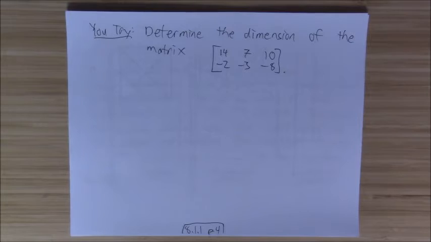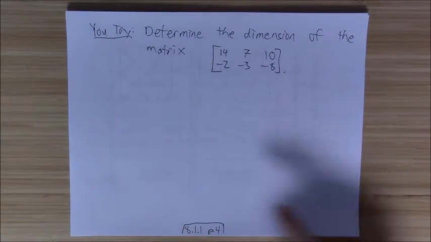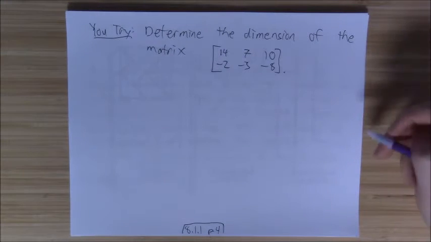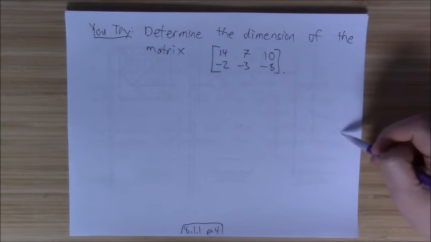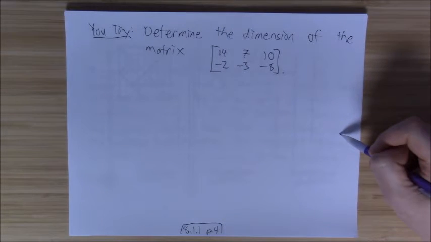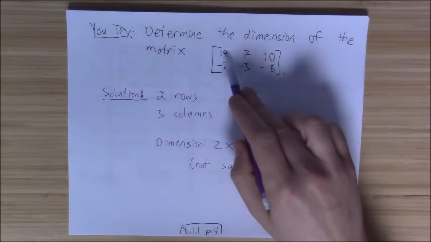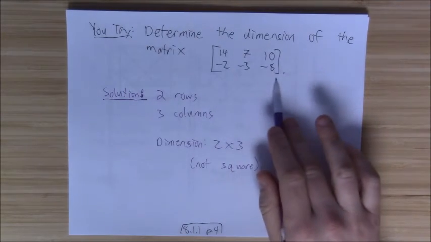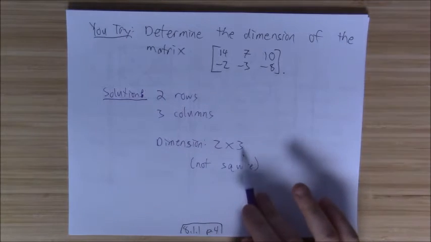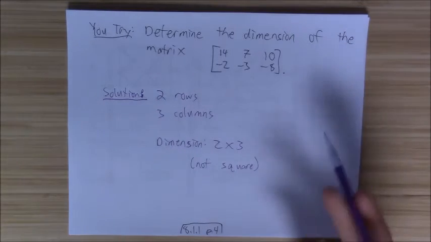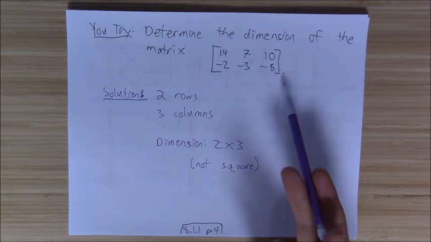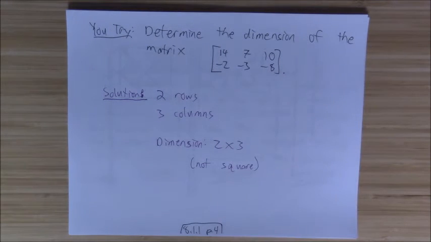Now it's time for you to try an example. I want you to determine the dimension of the given matrix, and on the count of 3 I will reveal the solution. 1, 2, 3. So here we see that there are 1, 2 rows, but also 1, 2, 3 columns, and so it's going to be a 2 by 3 matrix. Most notably, also because the number of rows and columns are different, it will not be square.